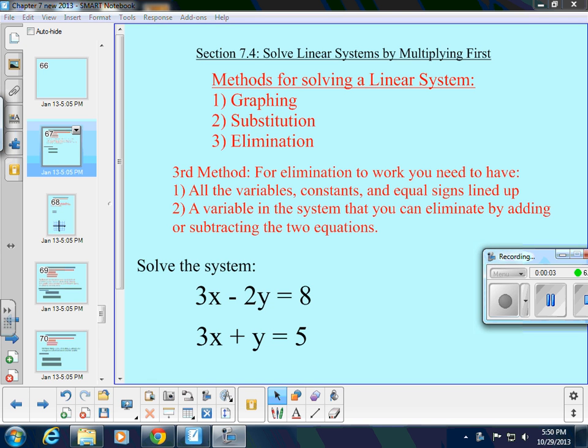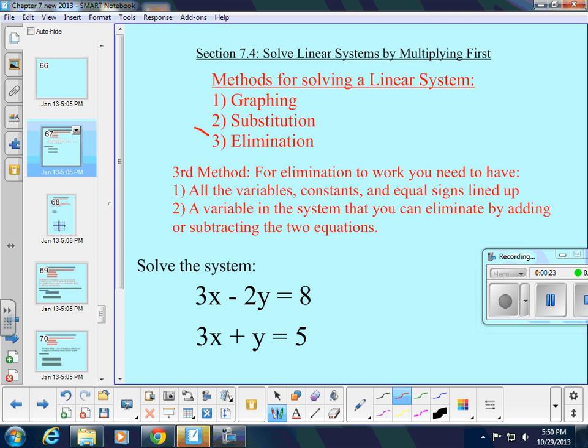Today's lesson is on section 7.4, solving linear systems by multiplying first. This section is actually very similar to 7.3, which was solving linear systems by adding or subtracting. Both these sections are talking about the method of elimination. They're both talking about trying to eliminate a variable.